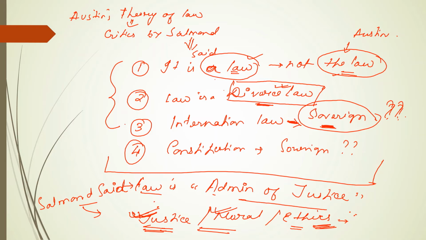So Salmond totally criticized Austin, explained law as administration of justice, and also explained that law is nothing but justice, morality and ethics. Whenever you are asked to write about Austin's theory of law, you have to write this full thing: what Austin said about law, what questions were brought by Salmond as criticism of Austin's theory, and after criticizing those points, what Salmond said and what law means as per Salmond.